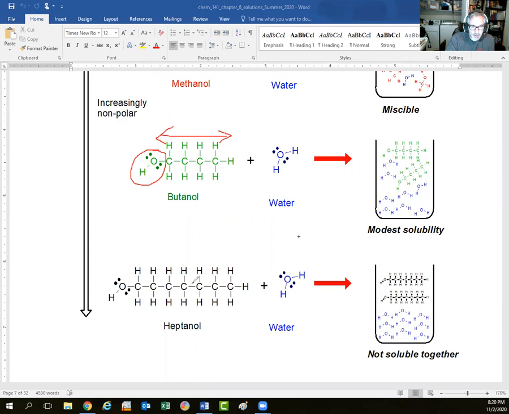However, if we switch to heptanol, we've now got a huge section of this molecule which is non-polar and non-compatible with the water. Remember, the water only likes this a little bit here. And we've reached a threshold, usually above 5 carbons in the main backbone of the molecule, where water is no longer soluble in the hydrocarbon, and so they separate into layers. The water on the bottom because it's more dense than heptanol.